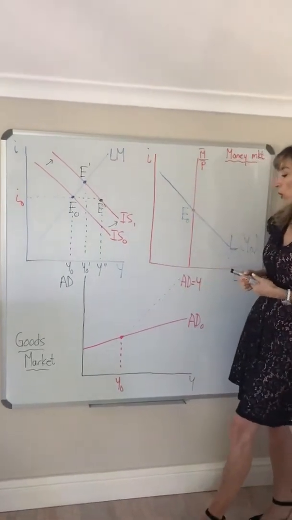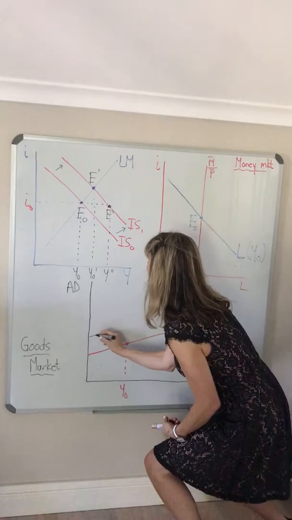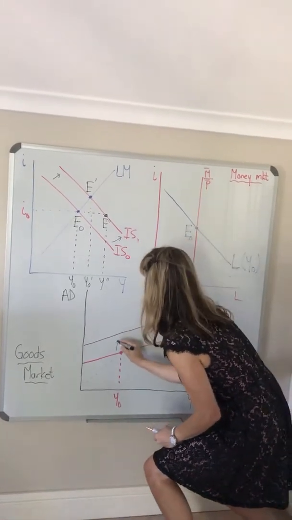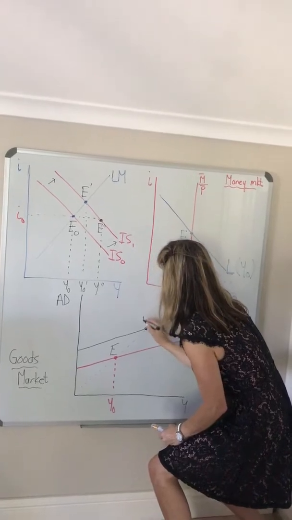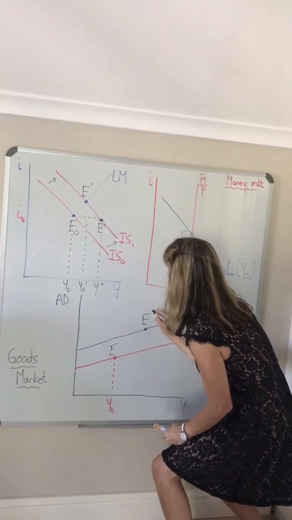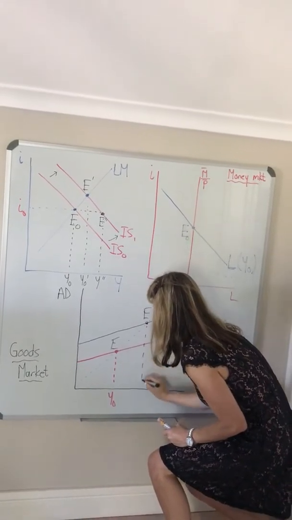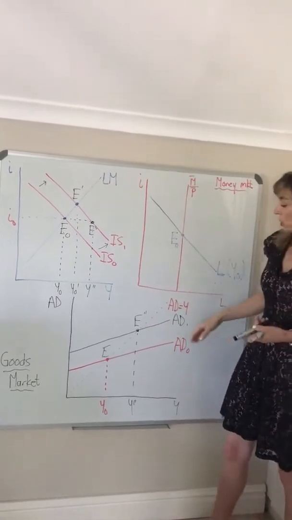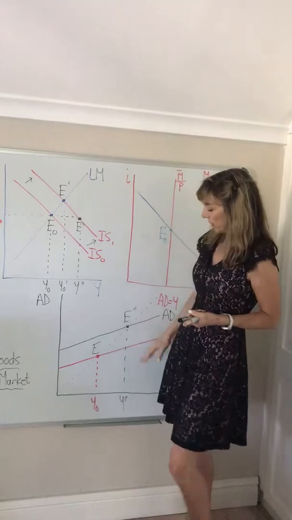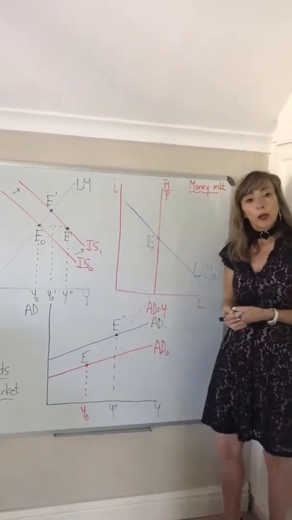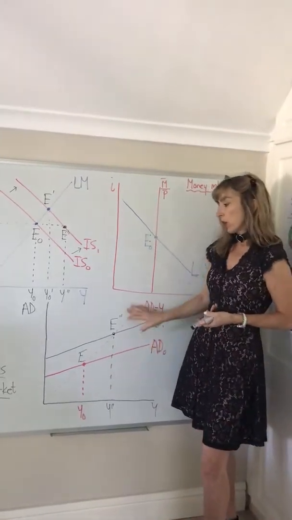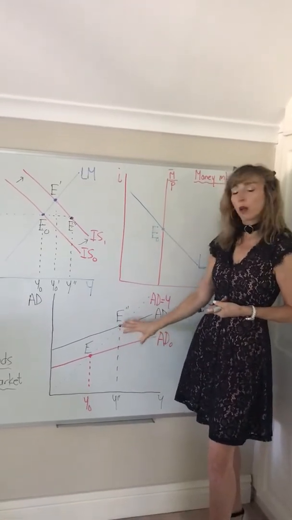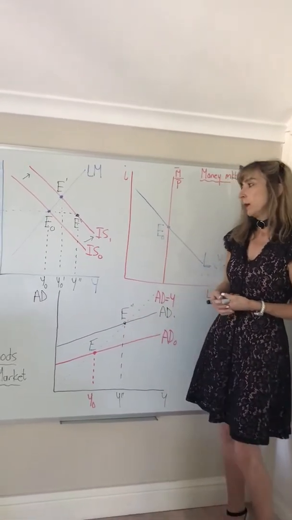And it's going to cause your AD curve to shift upwards. And we get a new equilibrium, we'll call it E double dash, at a higher level of income, call it Y double dash. So fiscal policy causes an increase in income or output when you have a look at the goods market. So it directly impacts the goods market first, that fiscal policy.